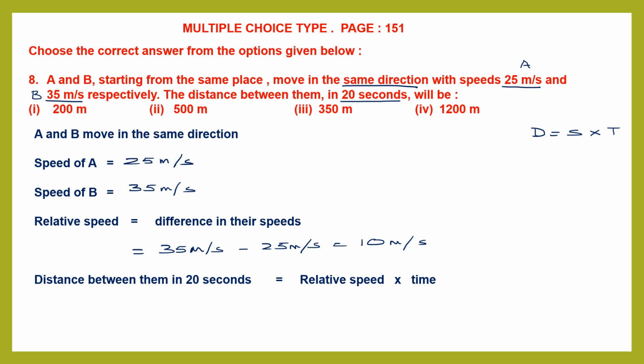Distance between them in 20 seconds is the time given to us, and the formula is relative speed into time. So the relative speed is 10 meters per second. Multiply this by the time, which is 20 seconds. So 10 into 20 is 200. And we are looking at the distance, so the unit is meters. So what is our answer? Our answer is 200 meters, and that is option 1, 200 meters.